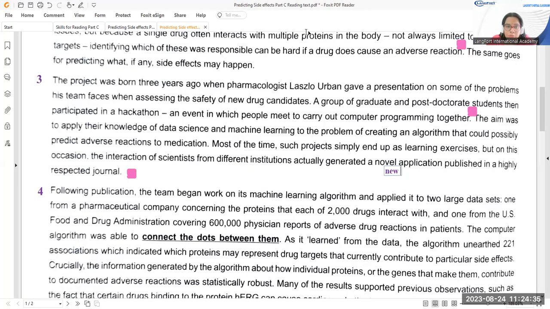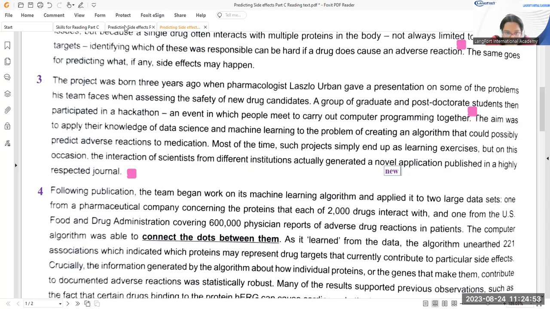All of you, come on, go through it. The extract is pretty straightforward, not that difficult to understand. The only new word is hackathon. A hackathon is when people who are interested in computers and computer programming or software come together and do tasks and things. That's called a hackathon.